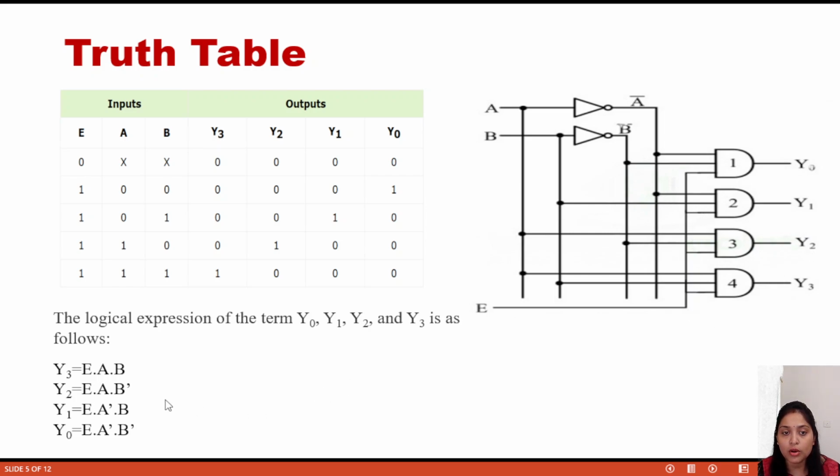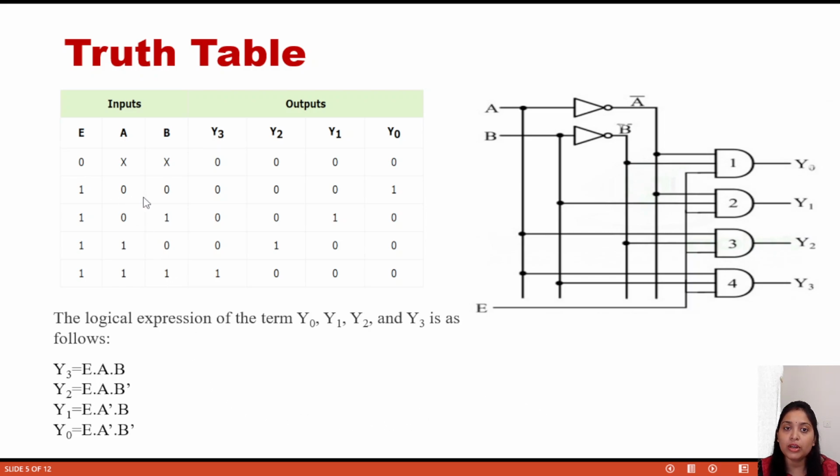Then Y2 is A B bar. This line is A, this line is B bar, and this is the enable line. Then coming to Y3, it is EAB. A is connected here, B is connected here, and the enable input is this. So this is the circuit diagram. From the circuit diagram, if we explain properly, we can see it when I give you two examples first.